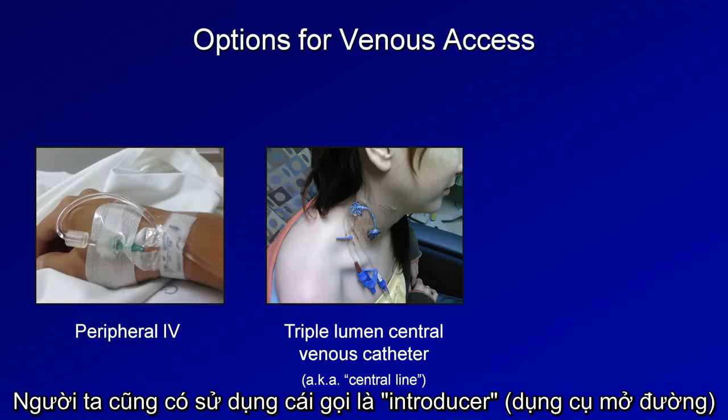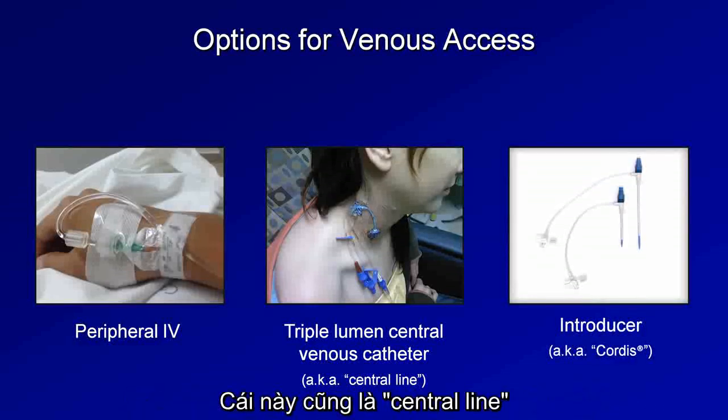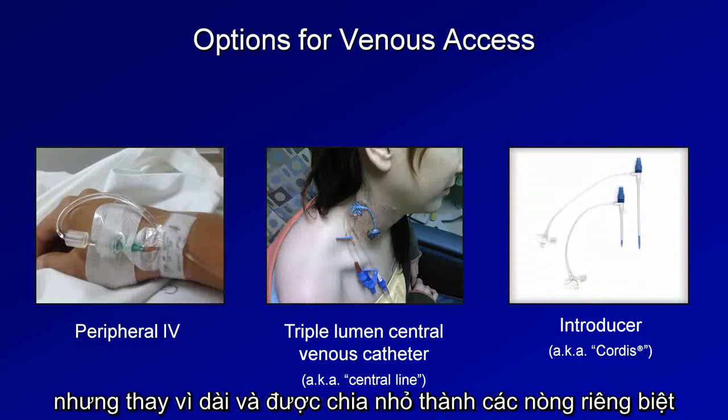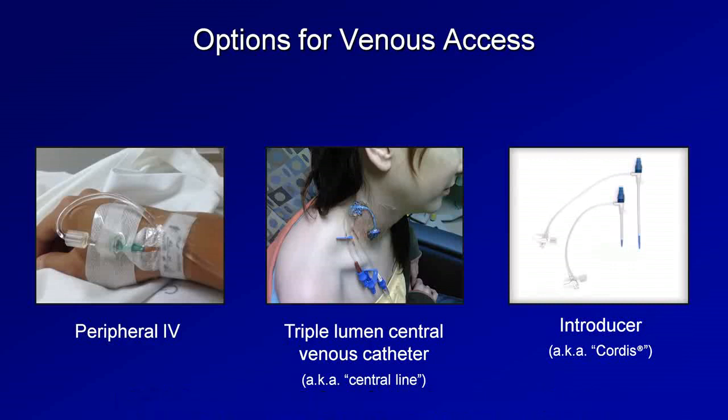One could also use something called an introducer, which in the US is commonly referred to by the brand name Cordis. This is also a central line, but instead of being long and subdivided into separate lumens, it is relatively short and has a single very wide lumen.